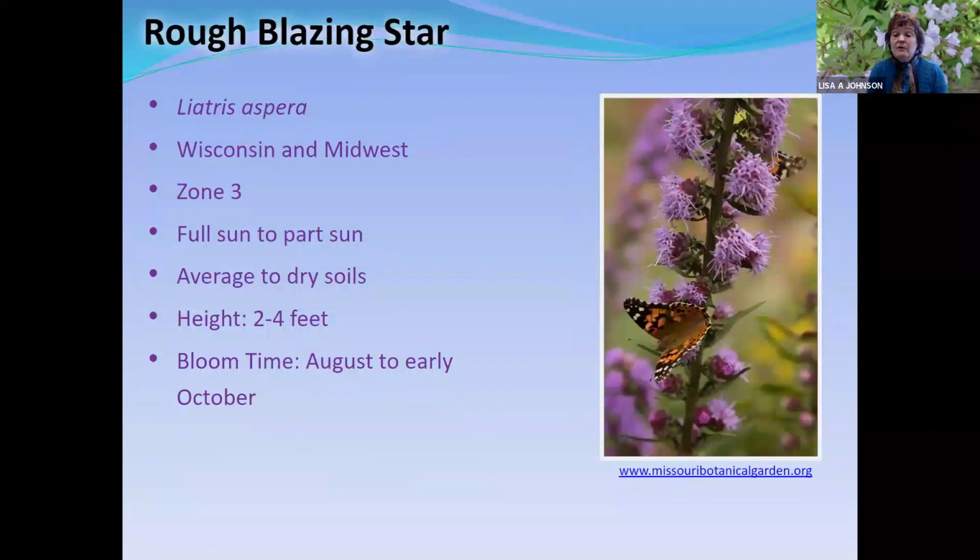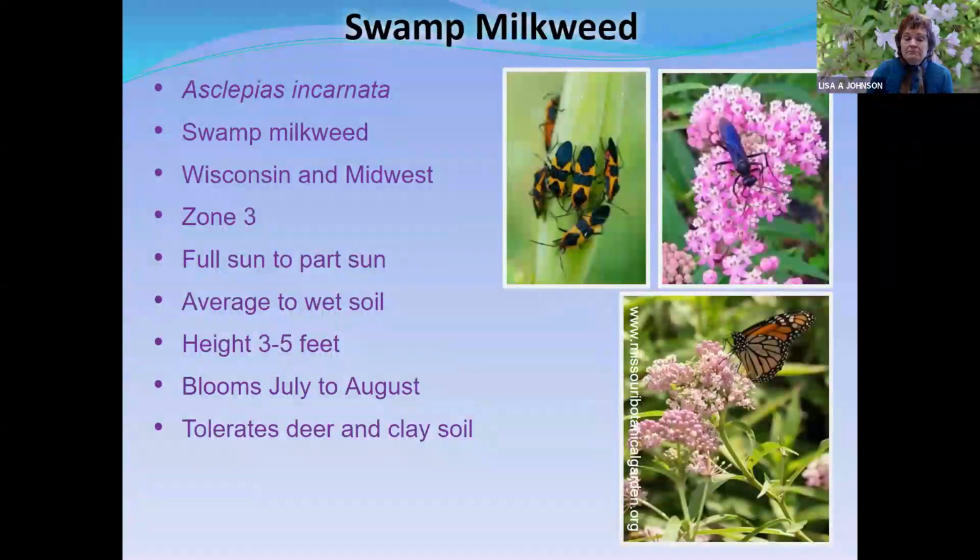We have about 12 species of liatris that are native to Wisconsin. I just have one in this presentation, but there are a number of them, and butterflies actually just go nuts over them. They're mostly going to be in the 2 to 4 foot range. And yeah, later in the season blooming.